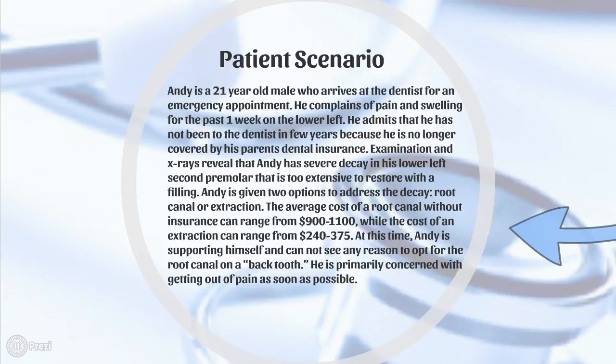Examination and x-rays reveal that Andy has severe decay in his lower left second premolar and that it is too extensive to restore with a filling. Andy is given 2 options to address the decay: root canal or extraction. The average cost of a root canal without insurance can range from $900 to $1,100, while the cost of an extraction can range from $240 to $375. At this time, Andy is supporting himself and cannot see any reason to opt for the root canal on a back tooth. He is primarily concerned with getting out of pain as soon as possible.